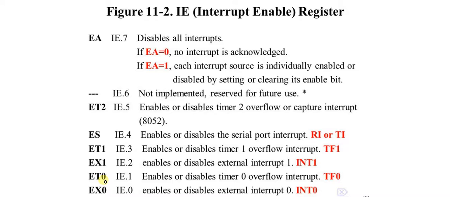Now ET0 is used to enable or disable the timer 0 overflow interrupt, meaning TF0. So this is used to enable or disable timer 0, this is used to enable or disable timer 1, and this is used to enable or disable timer 2. So that's all here.